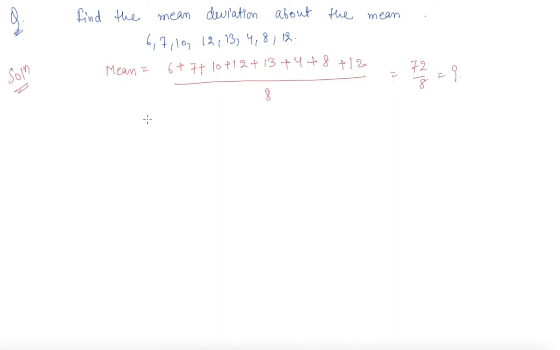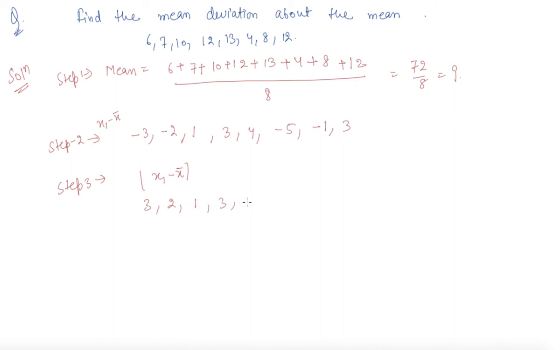This is step 1 we are doing. Now step 2 is the deviation of the respective term from the mean value. For the first term the deviation from the mean is -3, for the second is -2, third is 1, meaning we are doing xi minus the assumed value. So this is 3, 4, -5, then -1 and 3. Now step 3 is we need to find the absolute value of these, meaning the negative sign will become positive.